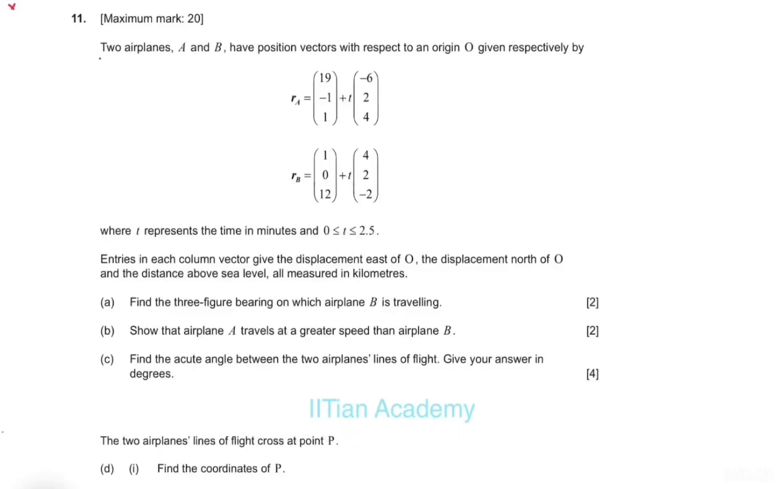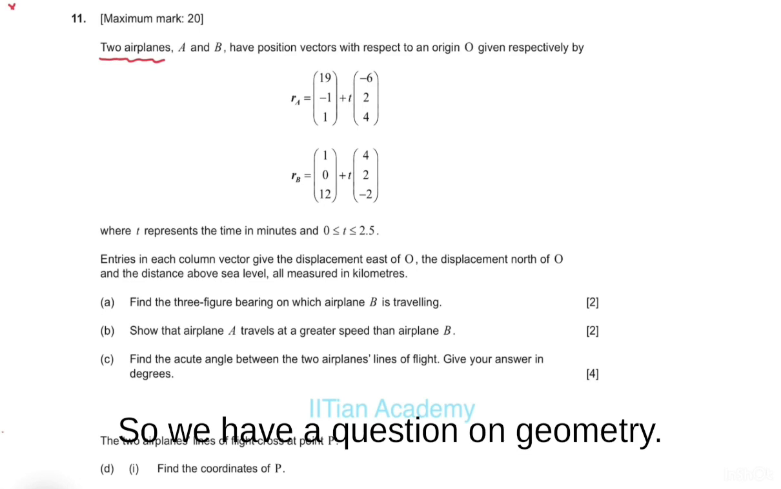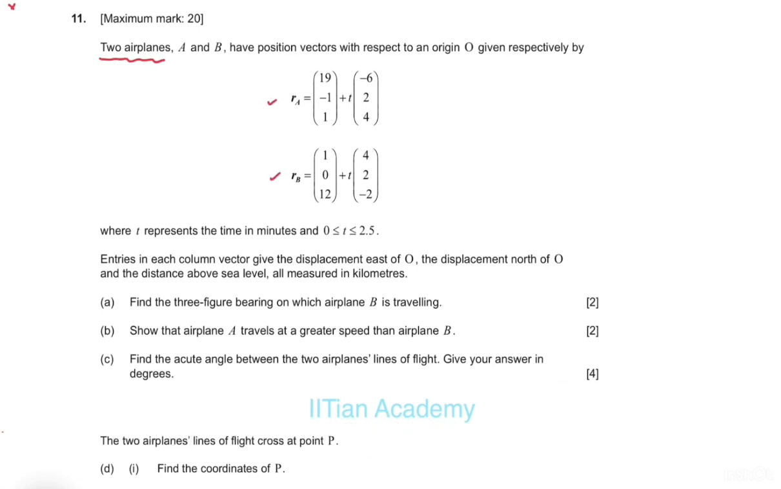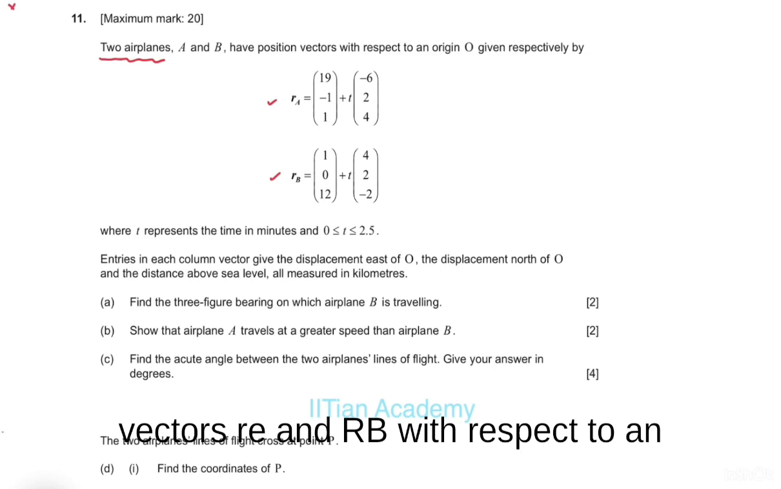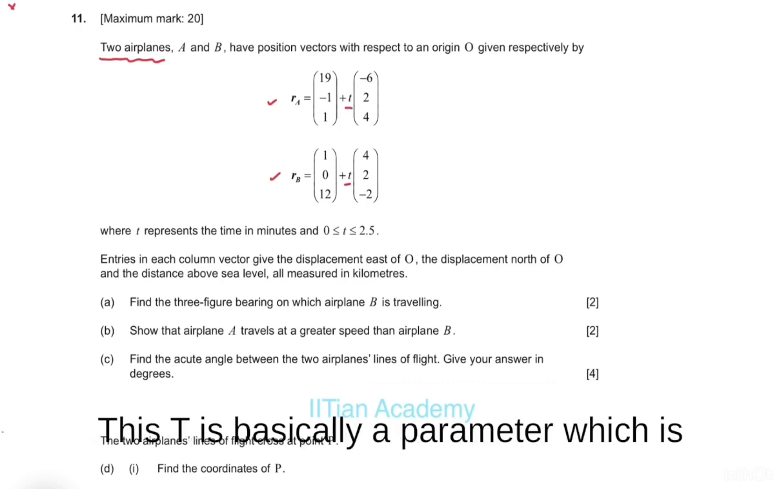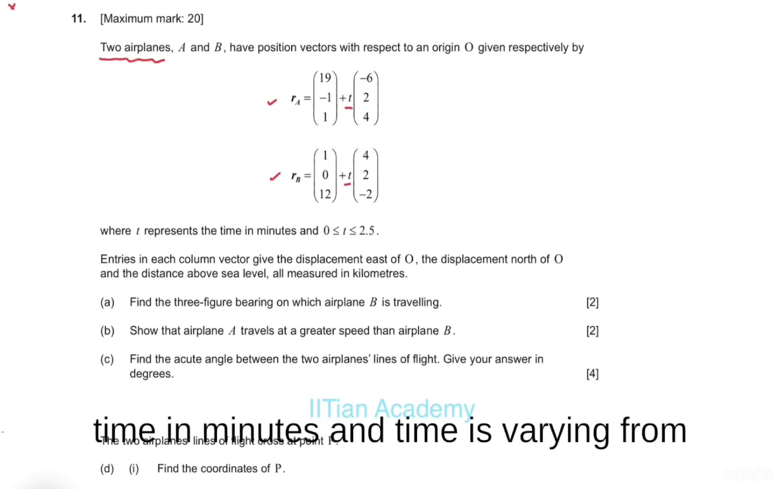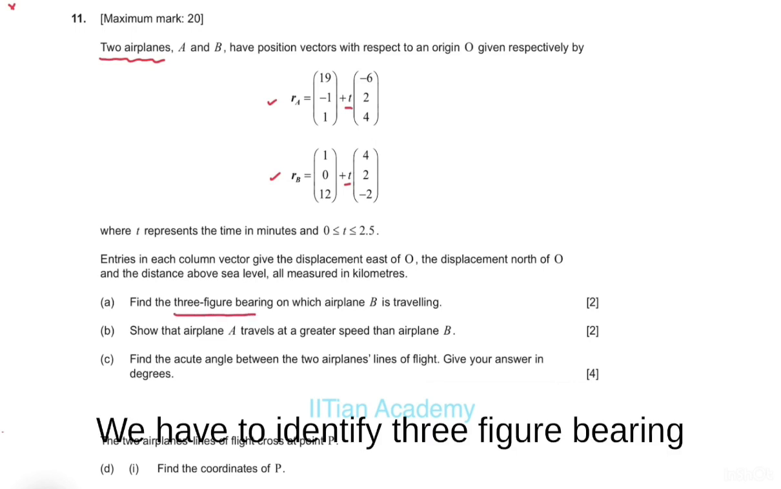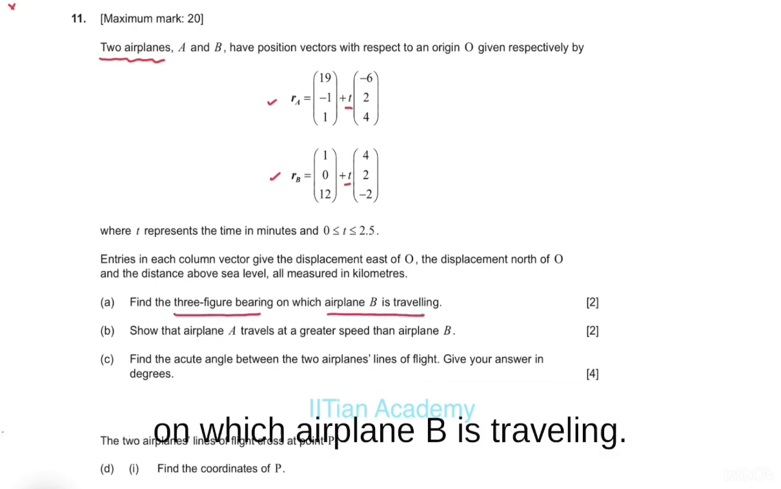Hello friends, so we have a question on geometry. We are given two airplanes with their position vectors RA and RB with respect to an origin, where T represents the time in minutes. This T is basically a parameter which is time in minutes, and time is varying from 0 to 2.5 minutes. We have to identify the three-figure bearing on which airplane B is traveling.